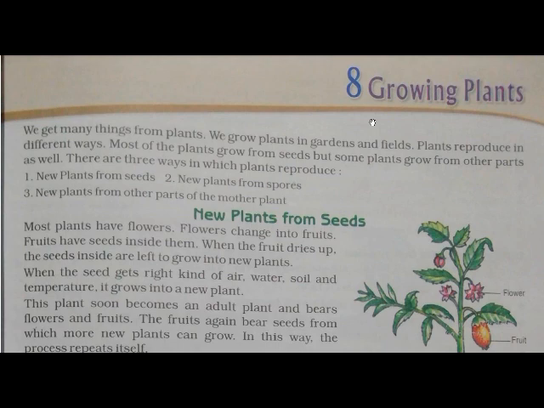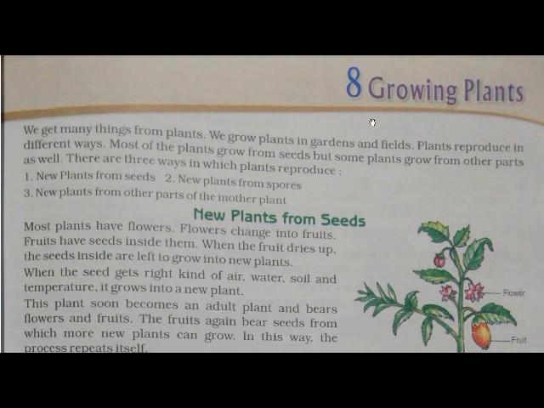Plants reproduce in different ways. Many of the plants grow from seed, but some plants grow from their parts as well. There are three ways in which plants reproduce. Number one, new plant from seed, new plant from spores, new plant from other parts of the mother plant.